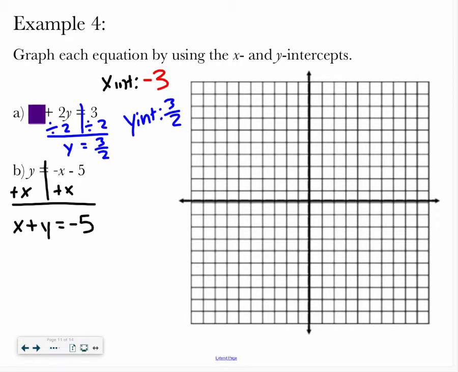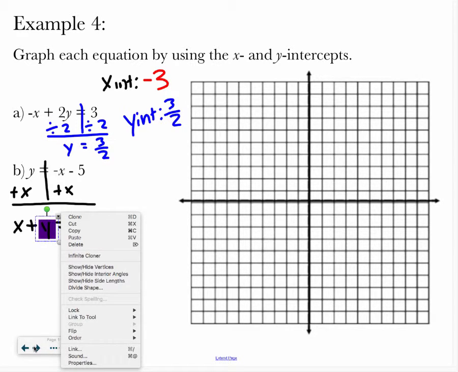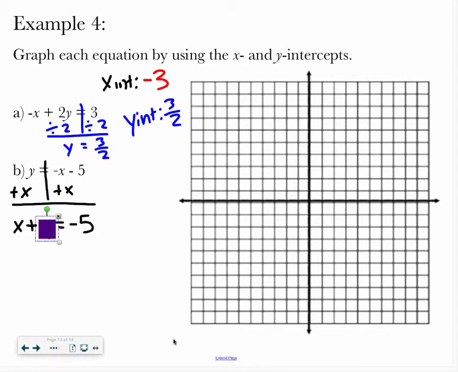Then if I want to find my x-intercept, or where y is 0, I'm going to cover up my y, even though it looks like it is still showing. Okay, so now we've covered up our y. Our y equals 0. That means our x equals negative 5. So my x-intercept is negative 5. So I'm going to go to the left 5.